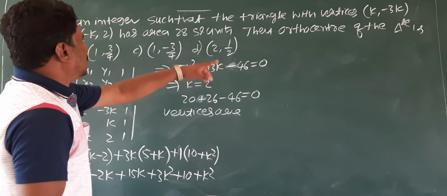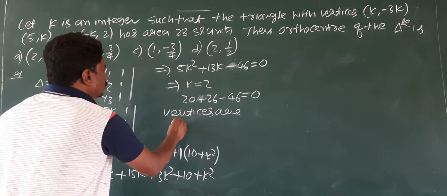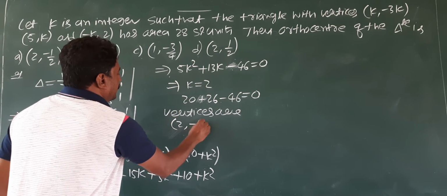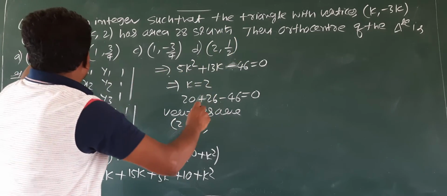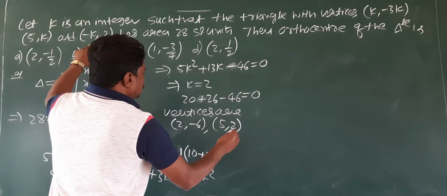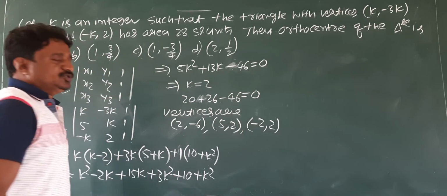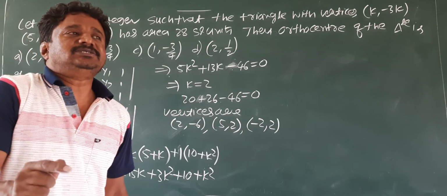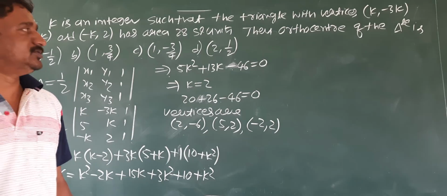So what is this? First vertex is 2 comma minus 6, next vertex 5 comma 2, next vertex minus 2 comma 2. So we have the vertices of a triangle, students. Using this, we go for finding the orthocenter.